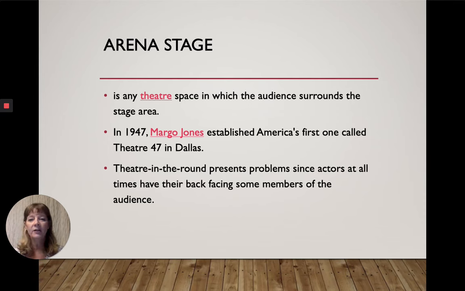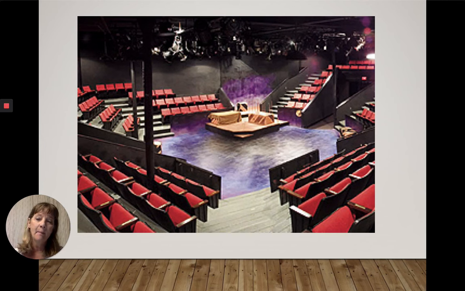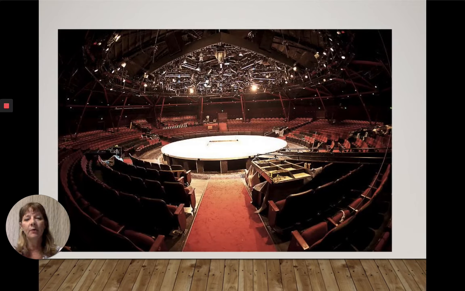Theater in the round presents problems since actors at all times have their back to some members of the audience, but it can be really fun because you need very little scenery. This is an example of an arena stage. The audience is on all four sides. And this is an example of an arena stage. I actually had the opportunity to see Into the Woods in an arena stage. You have many entrances and exits, but very little scenery. So it's all about the acting and the lighting and the costumes.